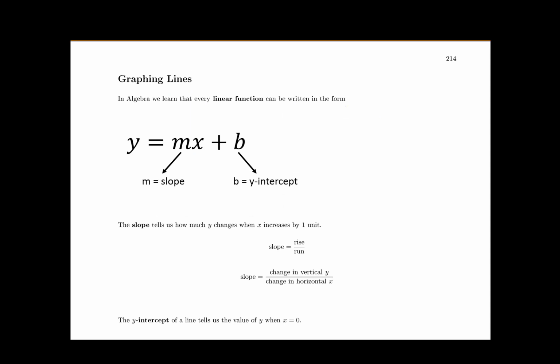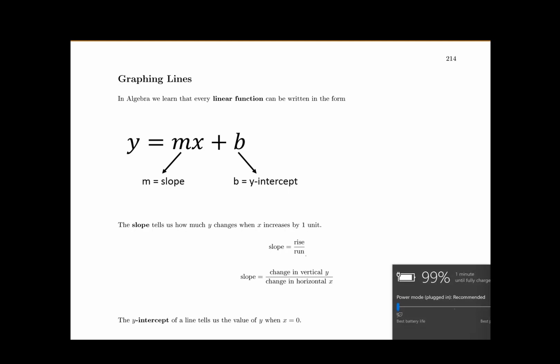Now let's talk about how to graph lines. So in our algebra classes, we learned that any linear function, any line, can be written in the form y equals mx plus b. M is your slope, b is your y-intercept. So our slope tells us how much y changes when x increases by 1 unit. We sometimes write slope equals rise over run.